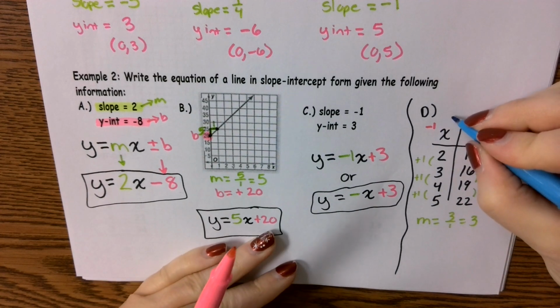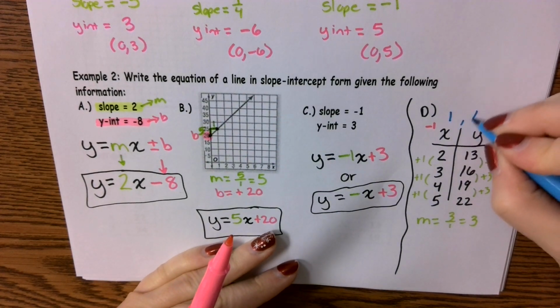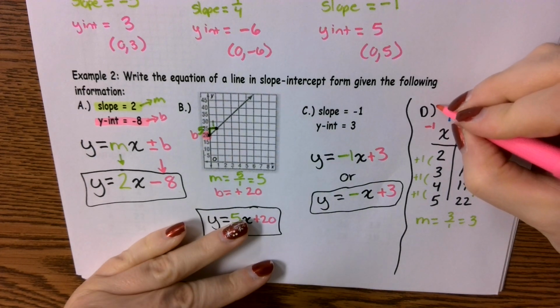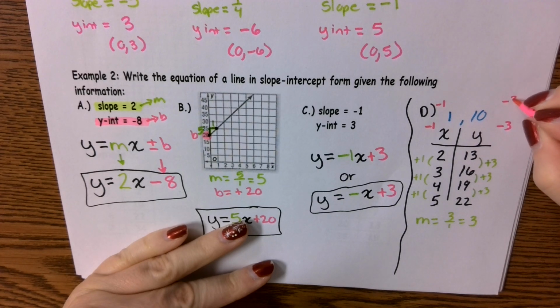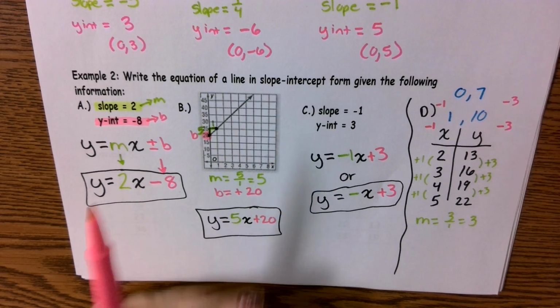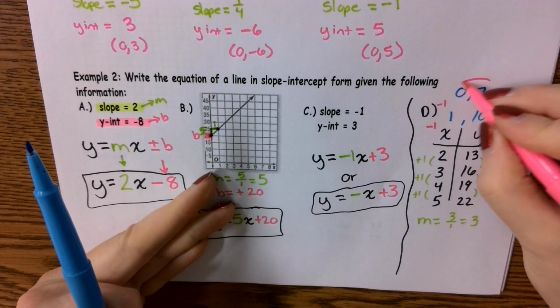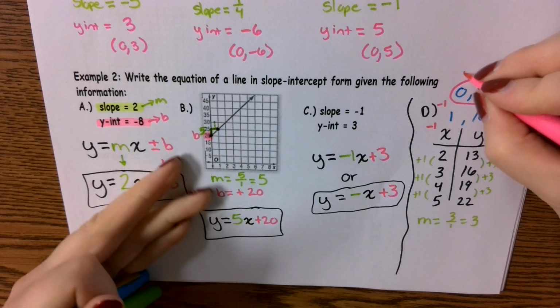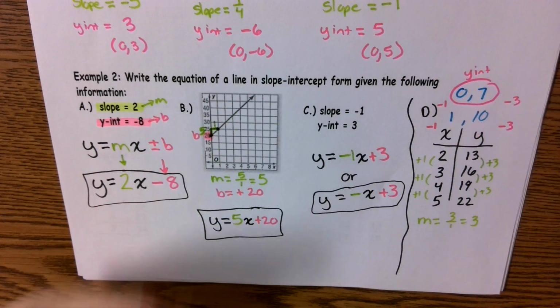10. Good, that would take me to a 10. Am I at my intercept yet? No, I've got to keep going. So I can subtract a 1 and subtract a 3, and that's going to take me to 0, 7. There is my y-intercept when x is equal to 0.